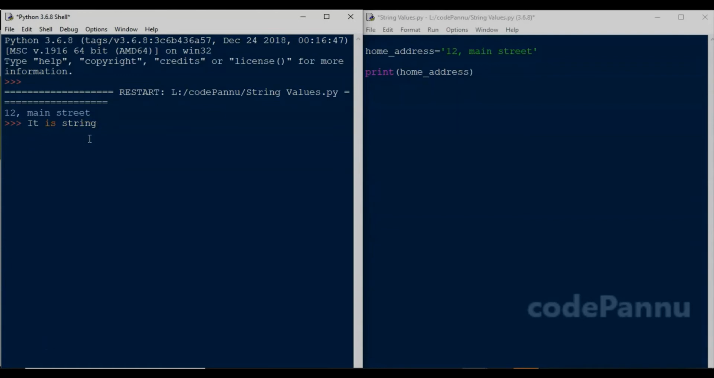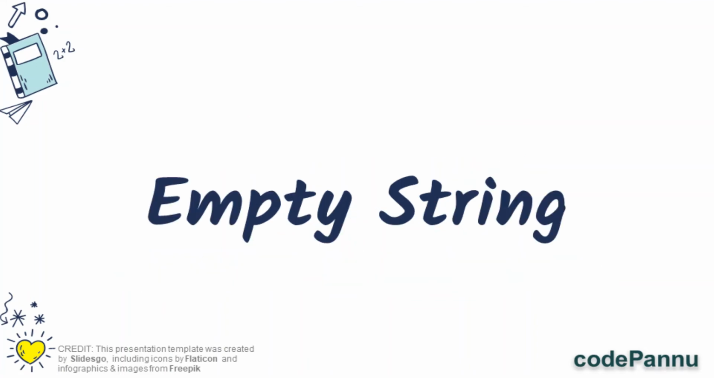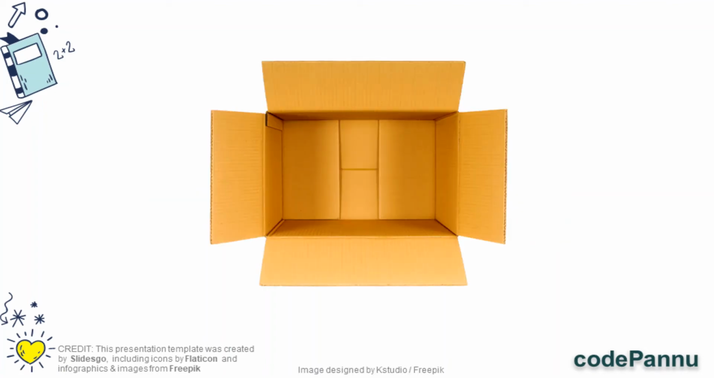So we just saw an example of a value that has a mix of numbers, words and special characters. Now let us see values which have no numbers or words or special characters. So it basically has nothing. How is that possible? This is called an empty string. You can think of this empty string as something like an empty box with nothing inside.